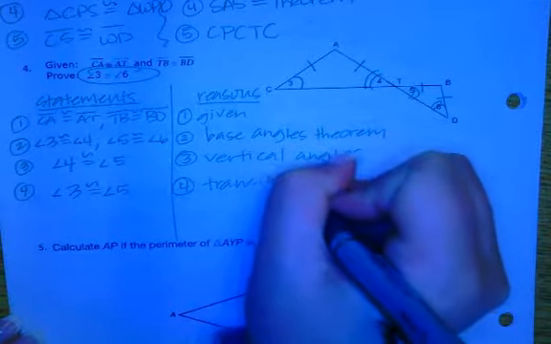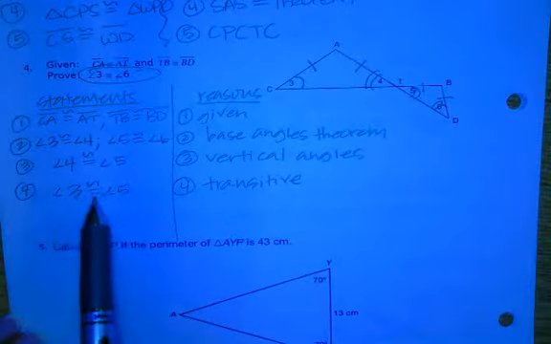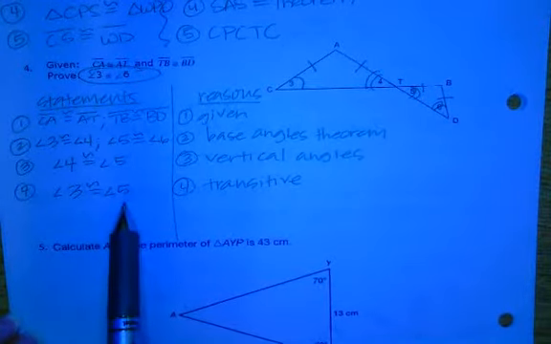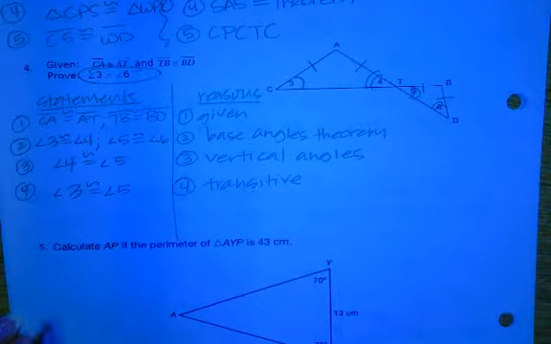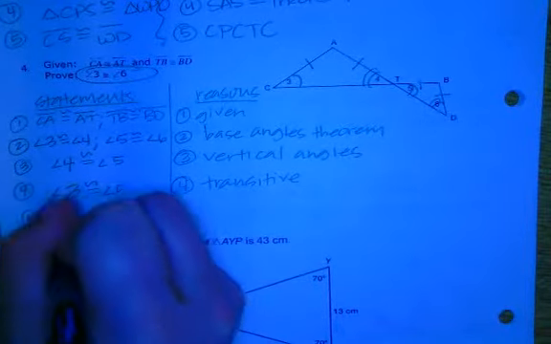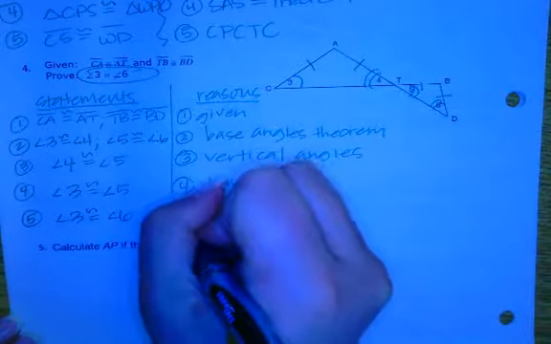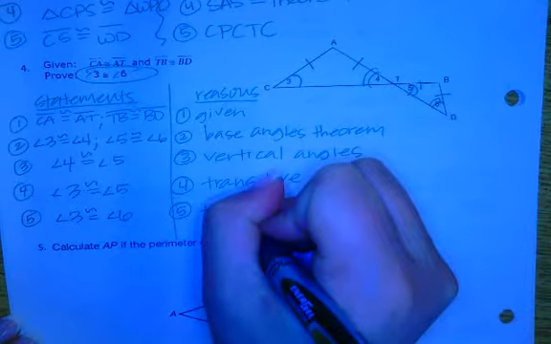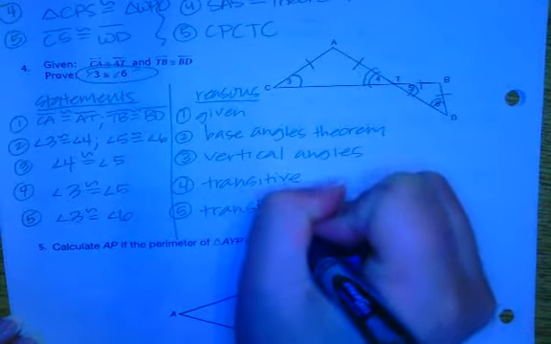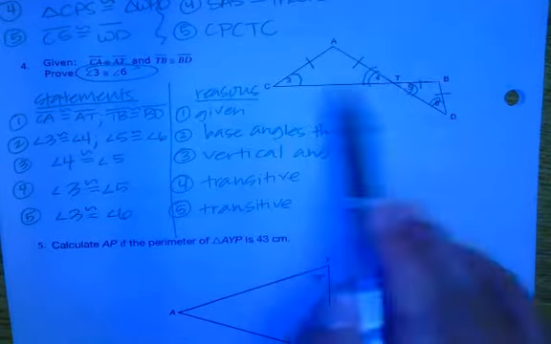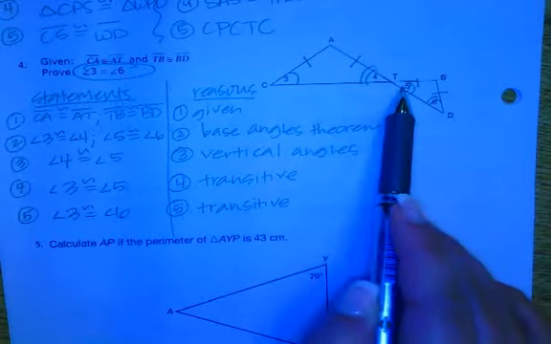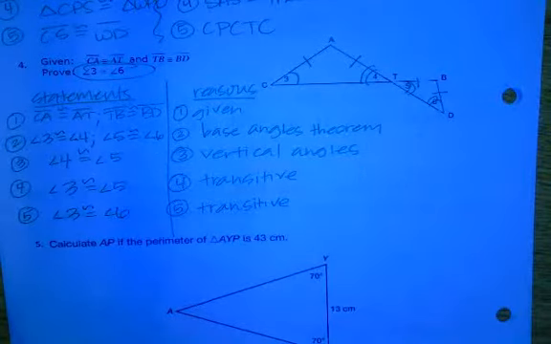Okay, so now that we know that 3 is also congruent to 5, what can we say? 3 is congruent to 6. Okay, you can't go straight from 3 to 6. You've got to make sure that you first declare that 3 is congruent to 5 because 4 is congruent to 5. And we're done.